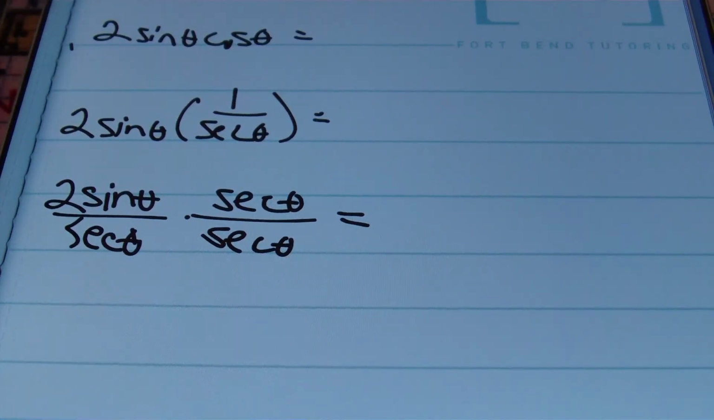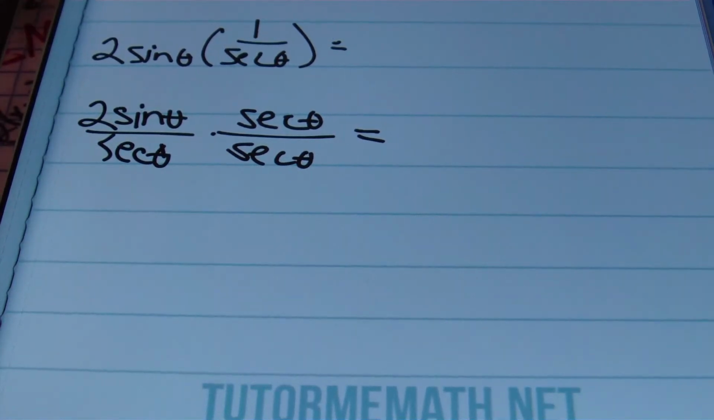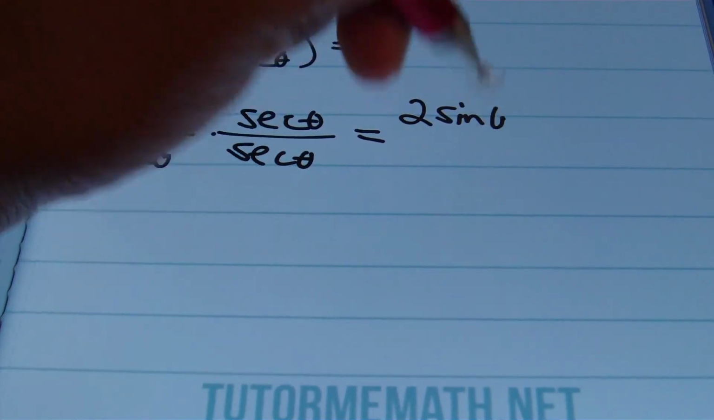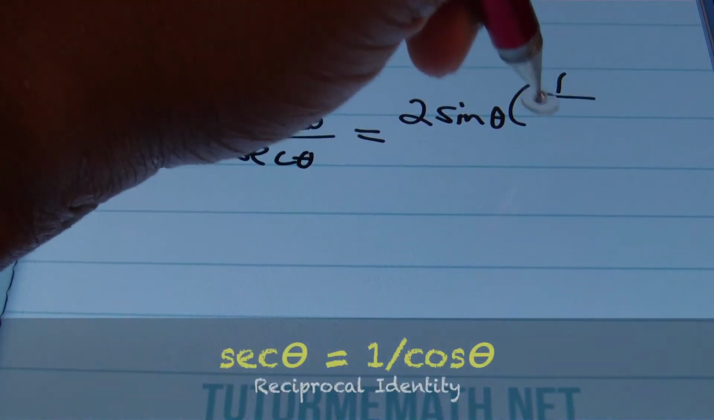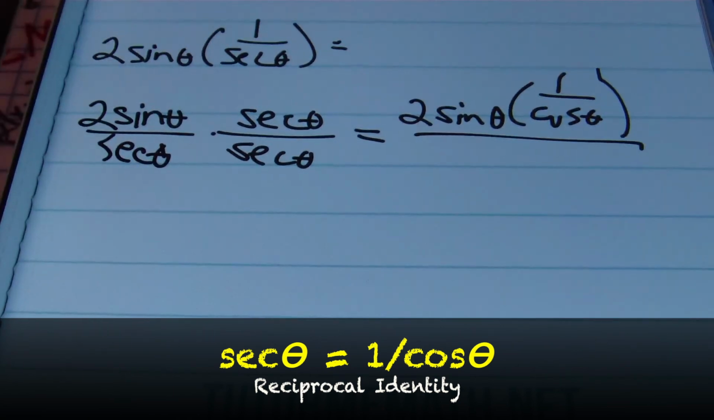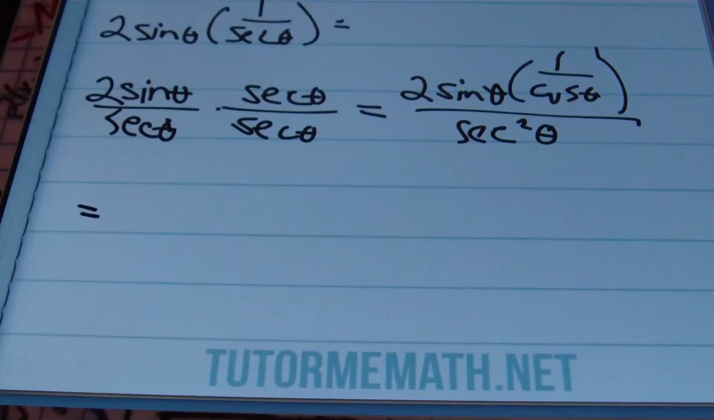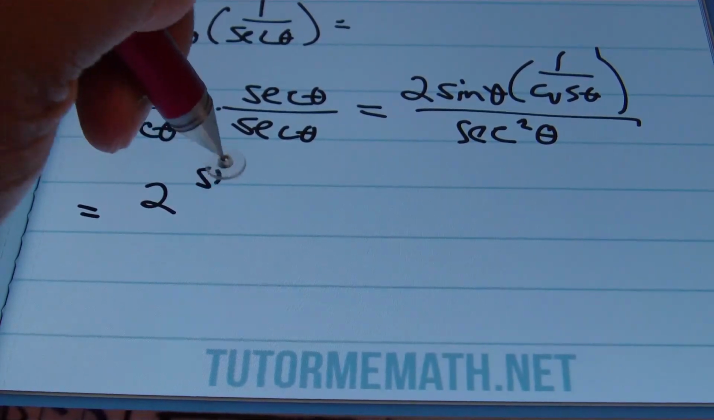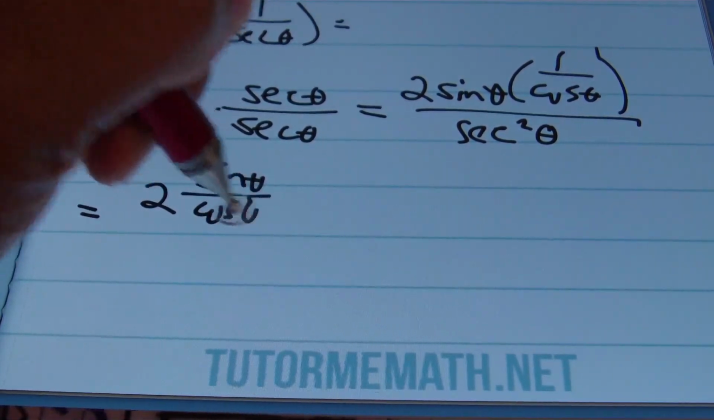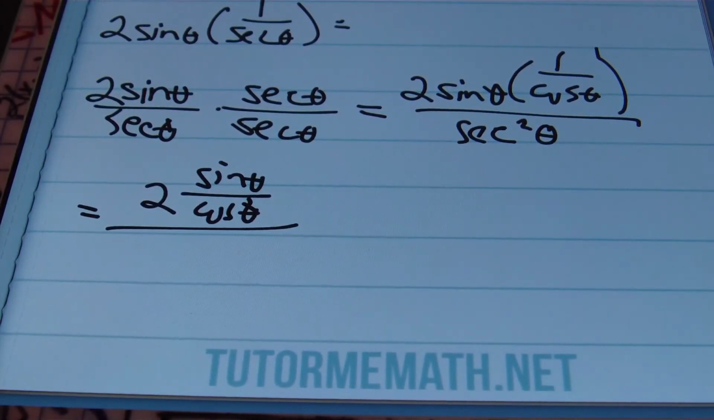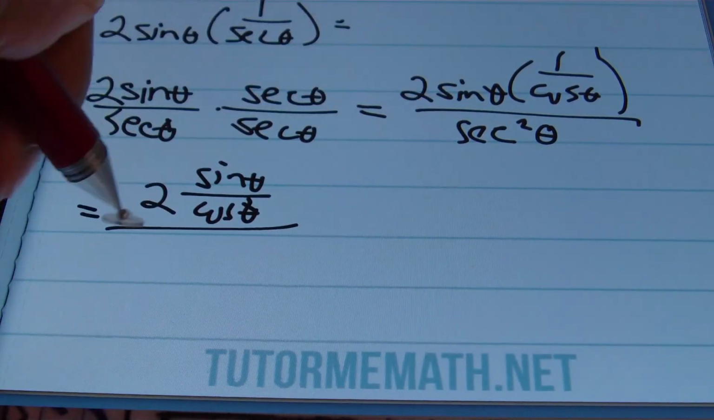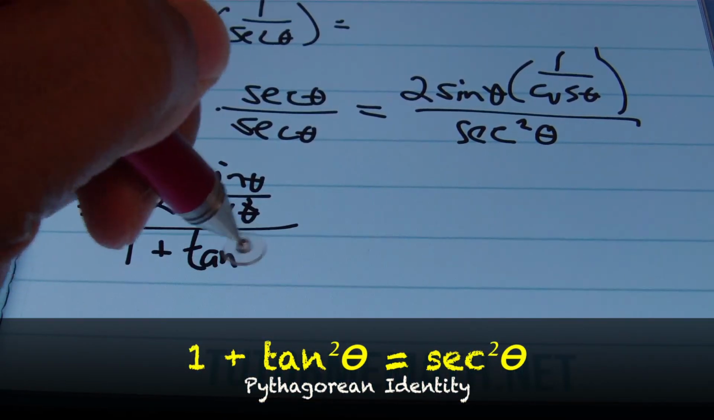All right. What this does for me, ladies and gentlemen, is that it allows me to rewrite the numerator here as 1 over cosine theta. So I have 2 sine theta, and I'm going to rewrite that secant theta as 1 over cosine theta. All of this is going to be over the secant squared theta, just like that. Knowing that I want my numerator to have tan theta in it, multiplying sine theta times 1 over cosine theta is 2 times sine theta over cosine theta. Then utilizing my Pythagorean identity, I end up rewriting secant squared theta as 1 plus tan squared theta.